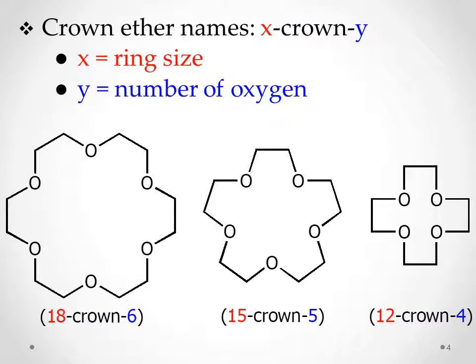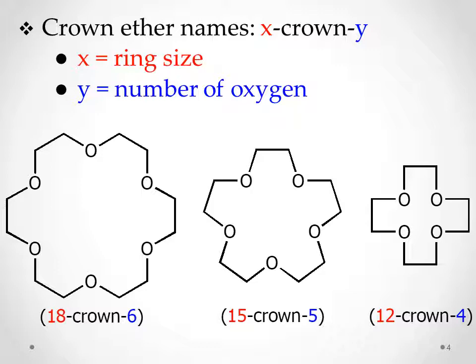Here is the example. First one, 18 crown 6. 18 means this crown has 12 carbon and 6 oxygen, so it is known as 18. Crown 6 denotes the number of oxygen.